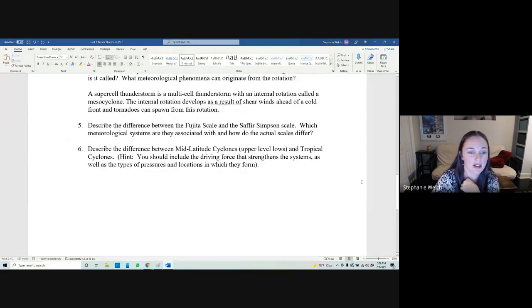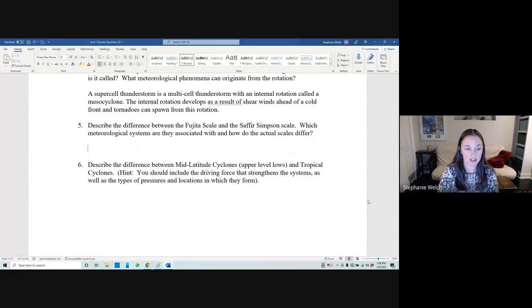Question 5 here. Describe the difference between the Fujita and the Saffir-Simpson scale. That was really hard to spit out for some reason. The Fujita scale, or what we actually use is the enhanced Fujita scale, is the most common way to measure the intensity of tornadoes.